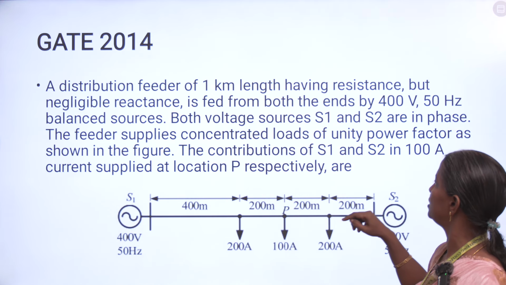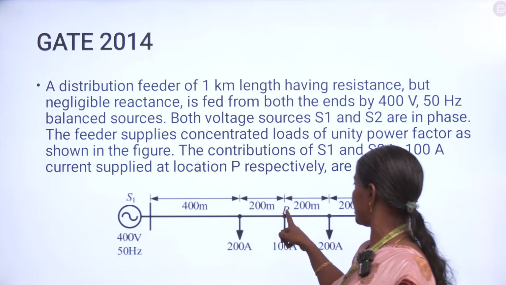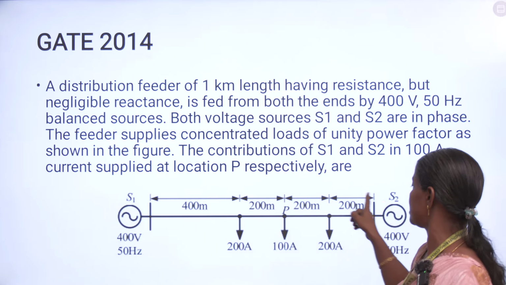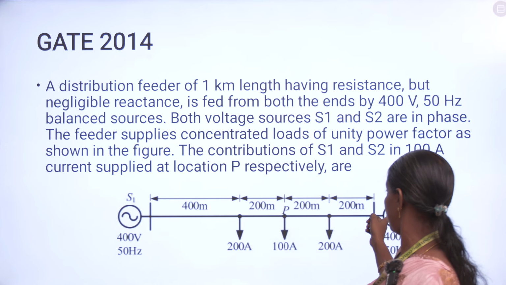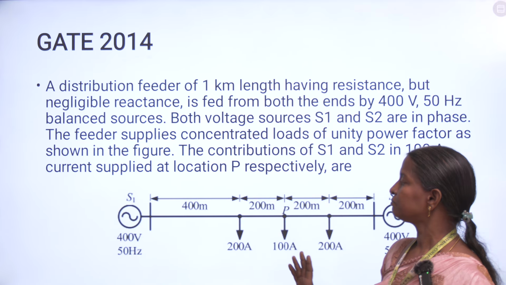What we have to find out? We have to find out the current supplied by the substation S1 to the point P and also the current supplied by the substation S2 to the point P. That is the question they are asking.